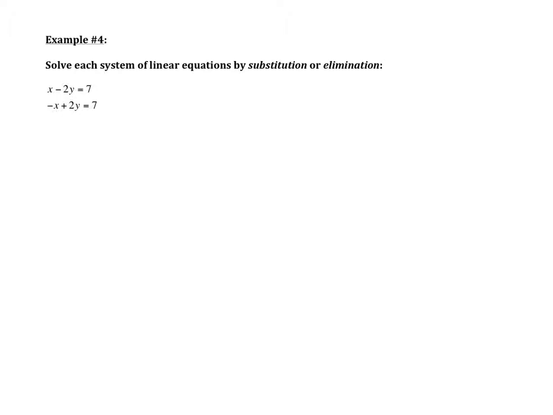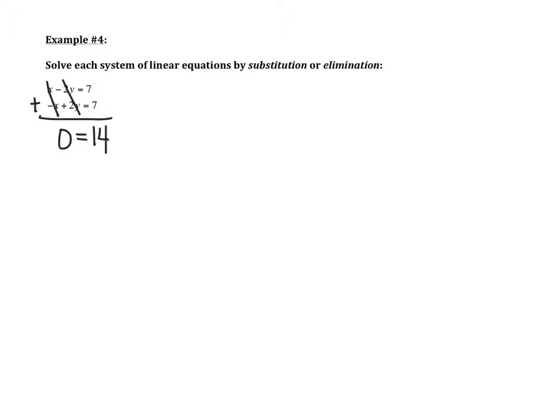Solve each system of linear equations by substitution or elimination. Here again, I see that everything's lined up, including the equal sign. So I'm going to go ahead and add downwards because I see that I already have opposites. I have x and negative x. However, these are going to cancel, but also the y's would cancel. Negative 2y plus positive 2y is 0. So I'd end up with 0 equals 14.